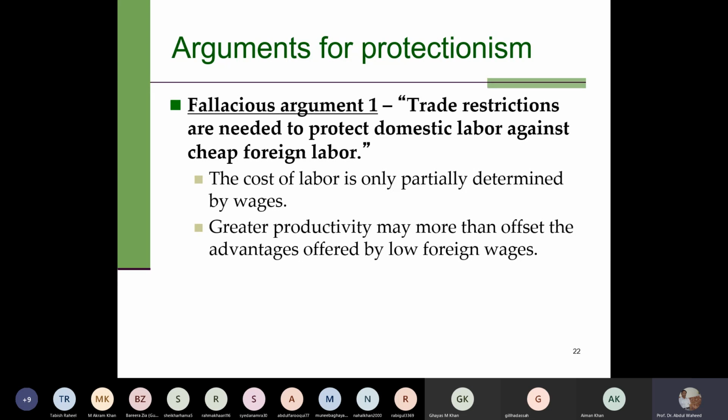So they argue that we have to impose restrictions because if Japanese are producing rice, their cost of production would be high because their labor is expensive. If Bangladesh is producing rice, their cost of production would be lower because their labor cost is low. But this argument is not acceptable for protectionism because it is a false argument. The reason is that labor is not the only factor of production. We also have land, we have capital, there are other factors of production. So this is not acceptable.